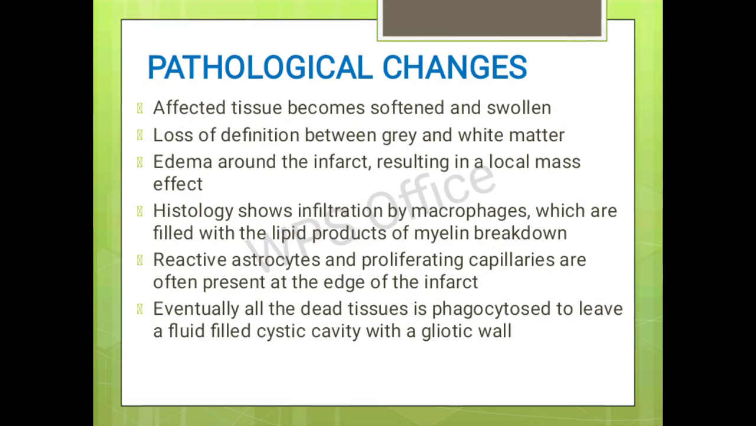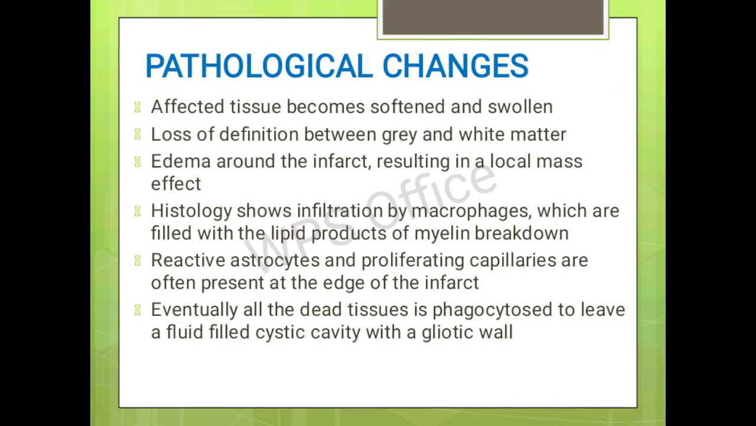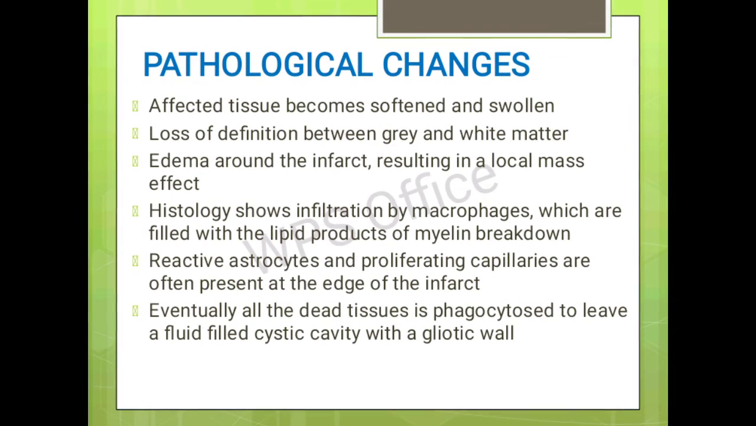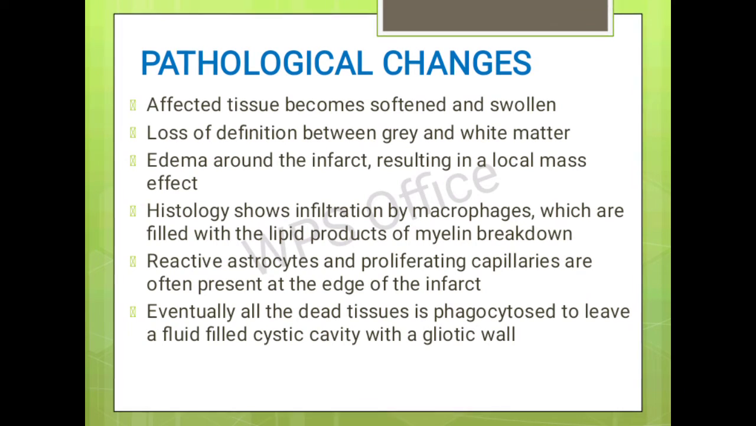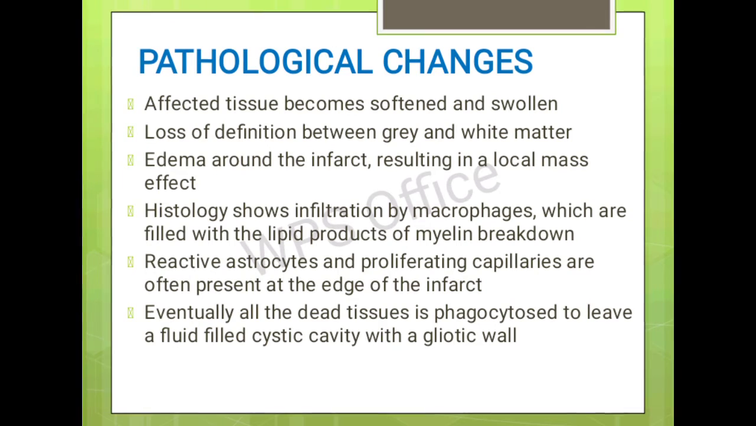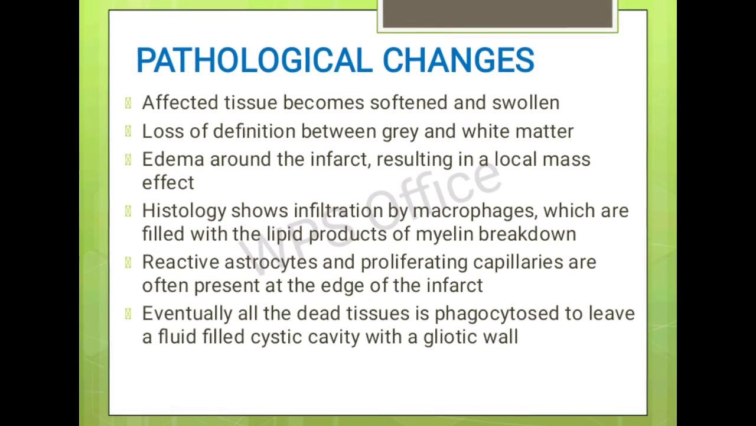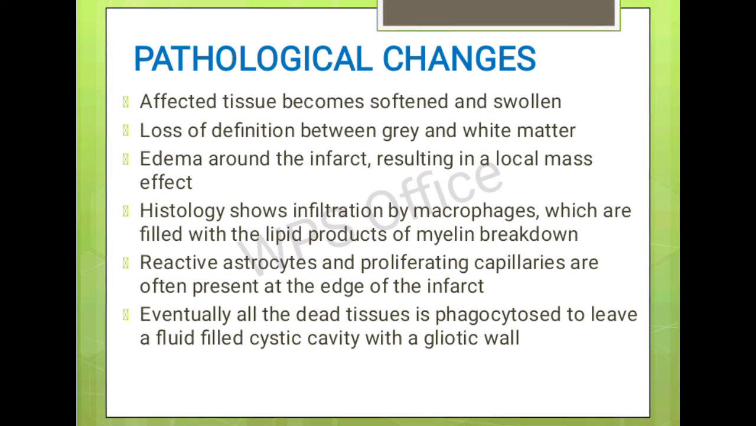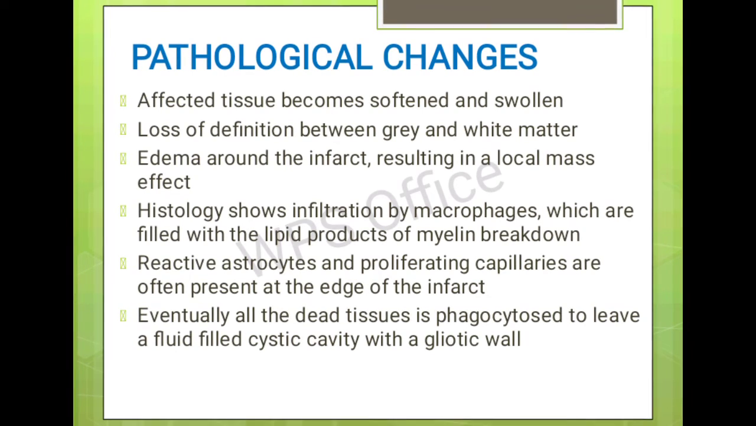Then next are the pathophysiological changes in the brain when the stroke occurs. First, the affected tissue inside the brain will become softened and swollen. Then there will be loss of definition between the gray and the white matter. Then edema around the infarct, resulting in local mass effect. Then histology shows infiltration by macrophages, which are filled with lipid products of the myelin breakdown.